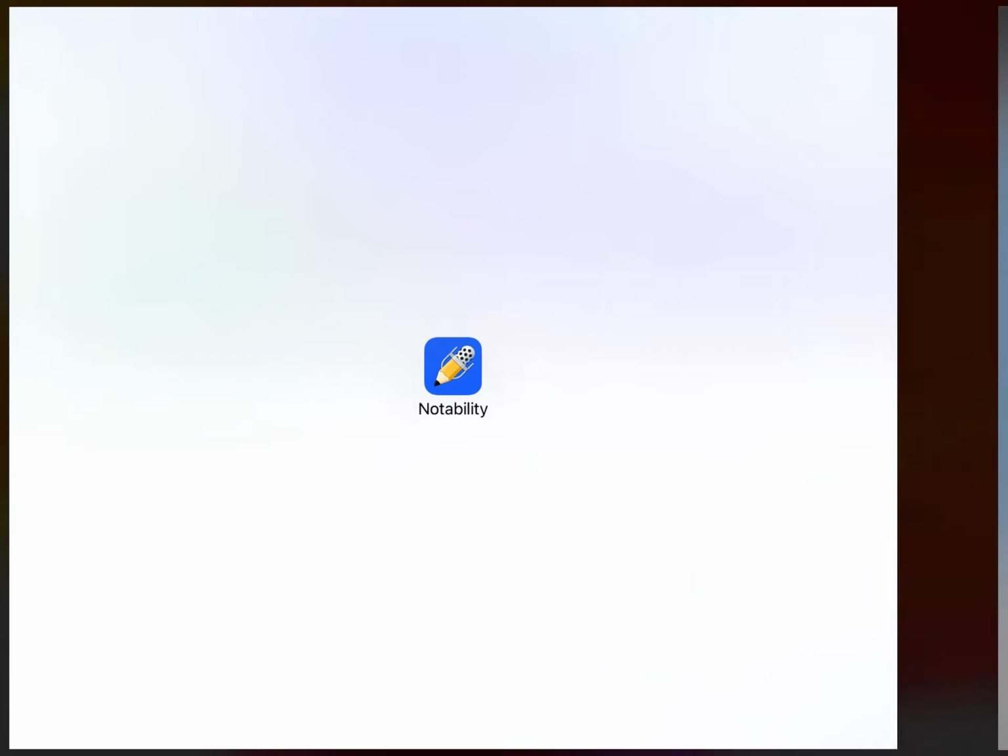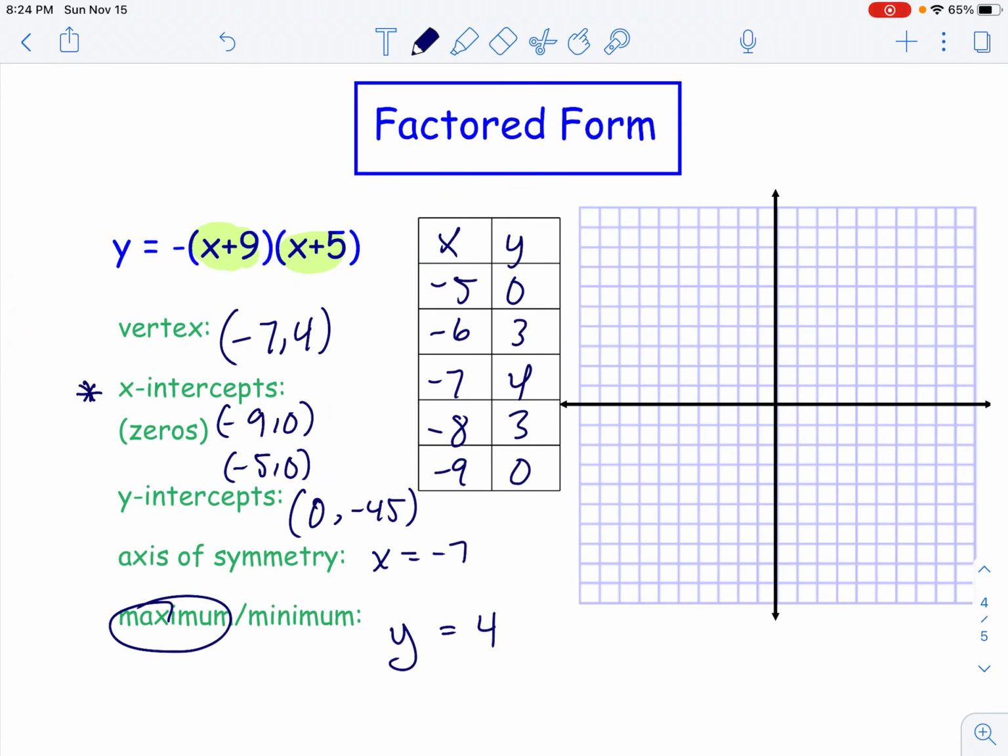So now I can graph this. I'll get rid of Desmos. I don't need that right now. -5, 0 is right there. -9, 0 is right there. -6, 3. -7, 4. -8, 3. And then we can just graph it. So obviously the y-intercept's going to be way off this graph, so I'm not going to worry about graphing that right now. But there's going to be my parabola.